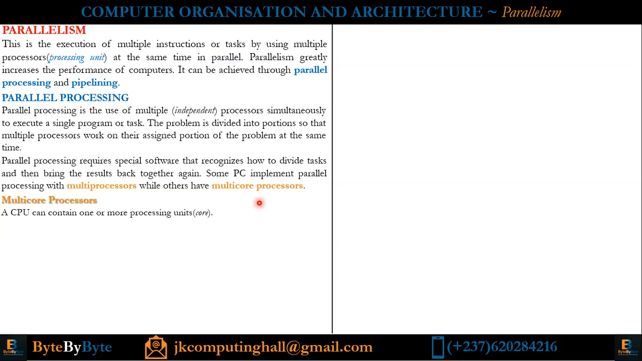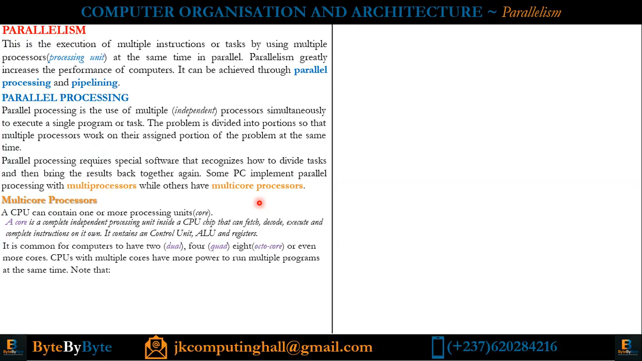Multi-core processors. A CPU can contain one or more processing units, which is a core, because a core is what we call a processing unit. A core is a complete independent processing unit inside a CPU chip that can fetch, decode, execute, and complete instructions on its own. It contains a control unit, arithmetic logic unit, and registers. So that's the definition of a core.